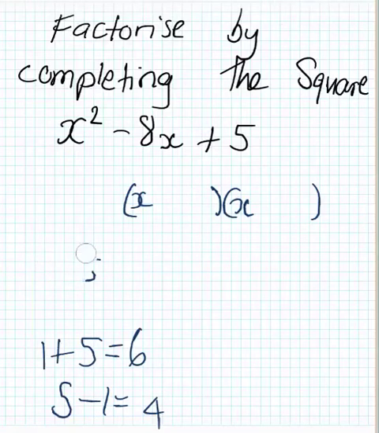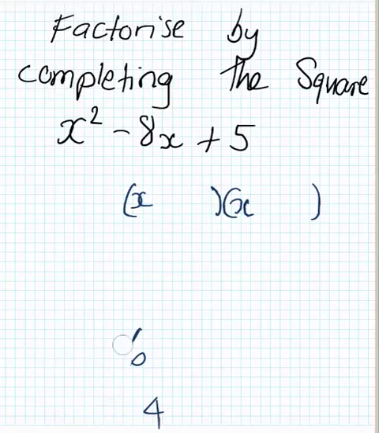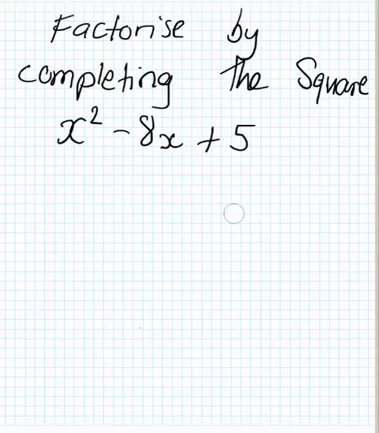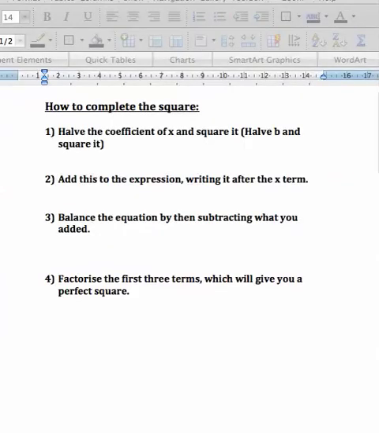And you can clearly see that we can't do it the normal way that we've known, because it's impossible. So to factorize this, we have to complete the square. Now to complete the square, we'll start with step 1. And step 1 is we have to halve the coefficient of x and square it. Or a shorter way of saying it is halve b and square it.